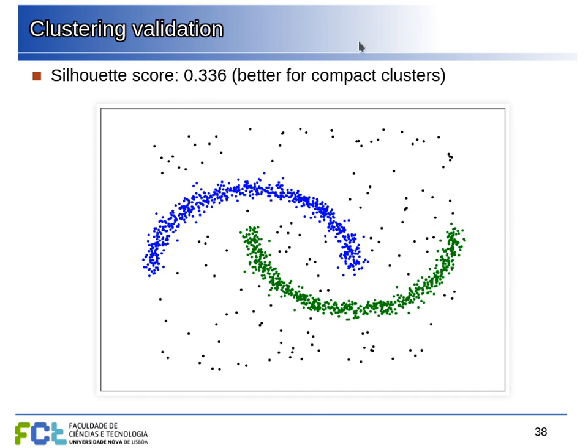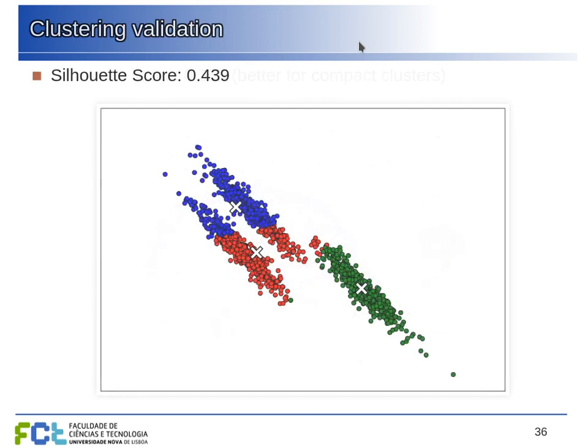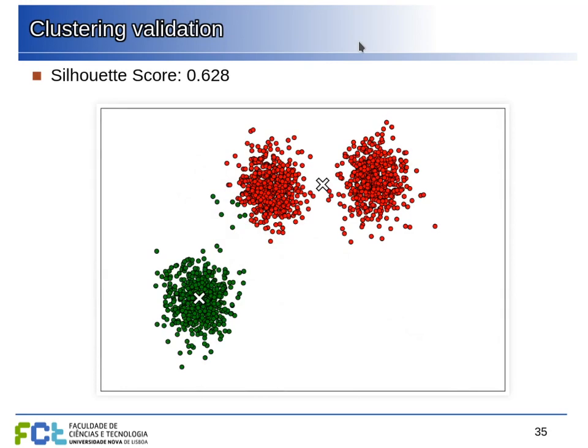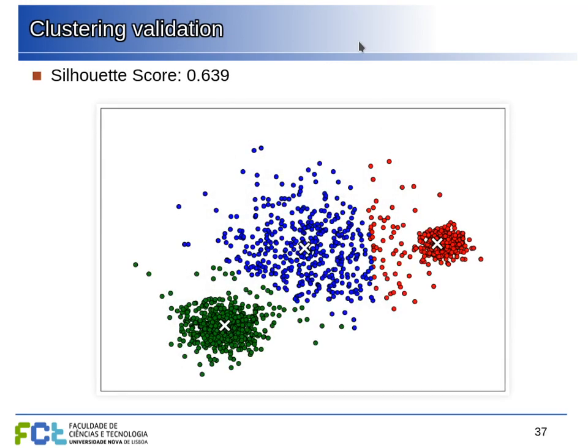So the silhouette score is better for compact clusters like this, and it can also have problems when, for example, in k-means, you have frontiers like this between clusters. So we have a very small distance between points in this cluster and points in this cluster, and this also brings down the silhouette score.